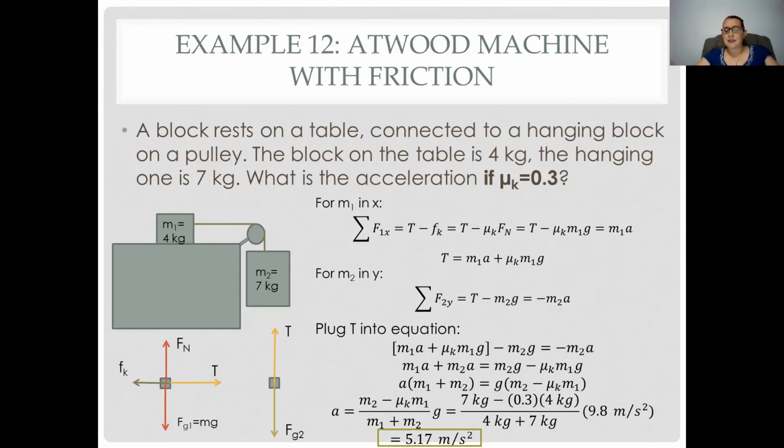And 0.3 is a fairly low coefficient of friction. It could be much higher than that and slow down the acceleration considerably more. So kind of interesting to think about.